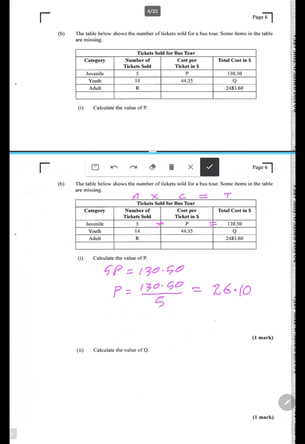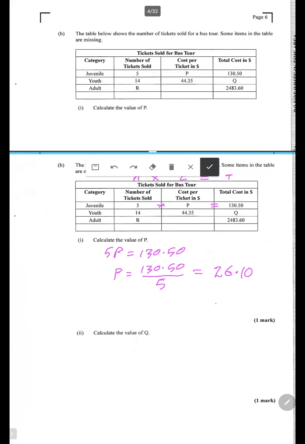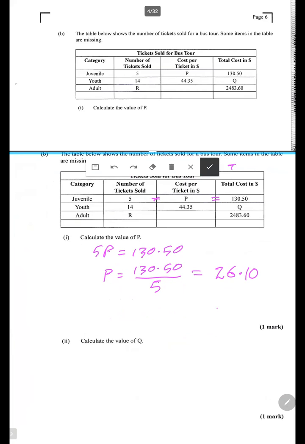So move down to the next part. They now want us to find the value of Q. So again, it is this figure times this figure equals that figure. So therefore, Q is equal to 14 times 44.35. And so Q is equal to, can you tell me? 620.90.